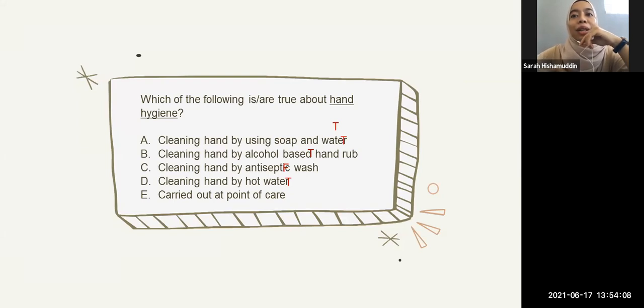And then E, carried out at point of care, it is true because point of care means that these three elements come together: the patient itself, the healthcare workers, either doctors or staff or the nurse, and then the provision of care or the treatment that you want to conduct. So the hand hygiene must be easily accessible and as close as possible to the place where you are going to perform the procedure. Ideally, it is within arm's reach. So when we perform a procedure, we don't have to run to the store or to the other cubicle to look for hand rub.